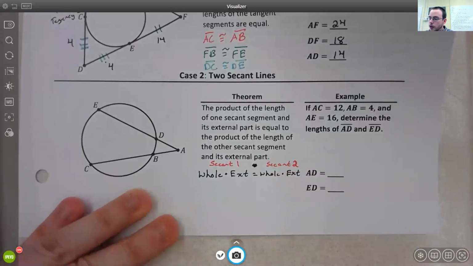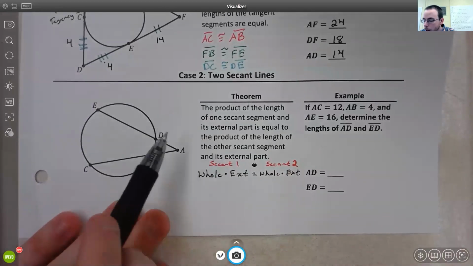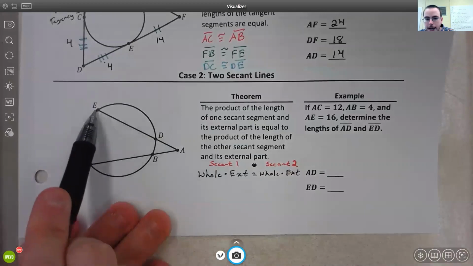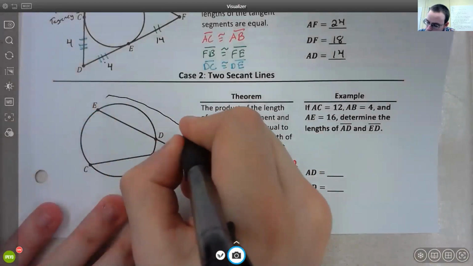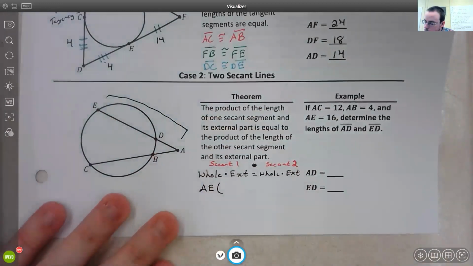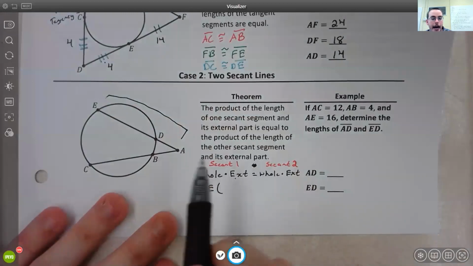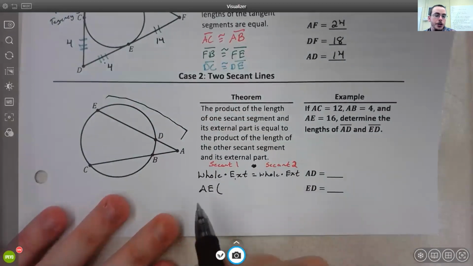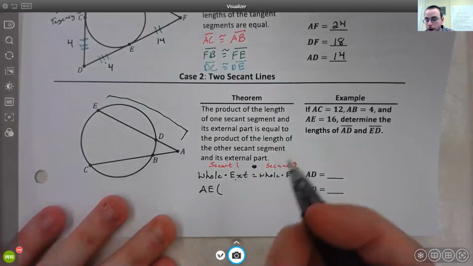So if we look here at our diagram, we have two different secants here. The first one is AE, so that would be our whole. AE would be our whole thing. So this is AE times the external part of AE. Now what that external part means is that it's outside of the circle but still part of the secant. So the external part would be AD because it's outside of the circle.